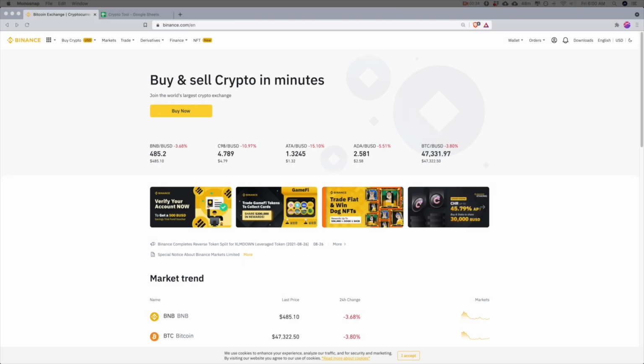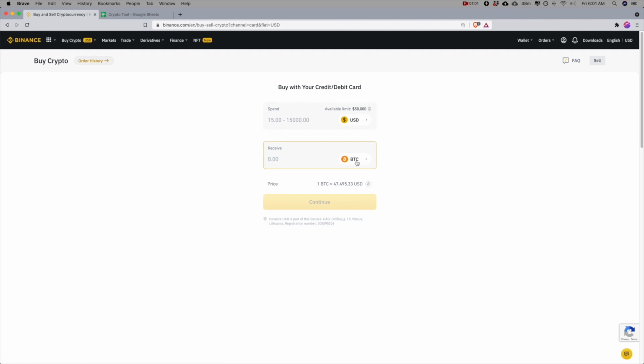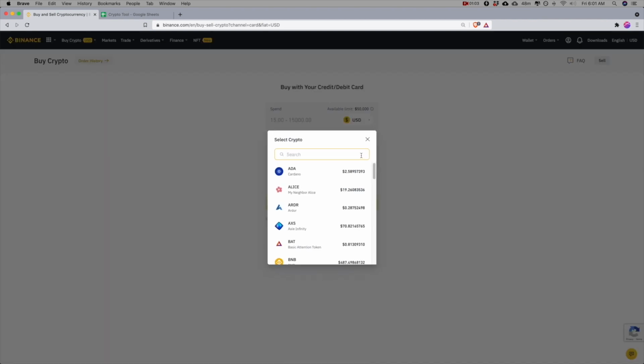Okay, so before we put some cash into our wallet, I'm just going to quickly explain what we're going to be acquiring. When you want to buy crypto here, you can either do it via credit card or P2P trading. I don't use third-party payment. And you can basically buy different types of currency.